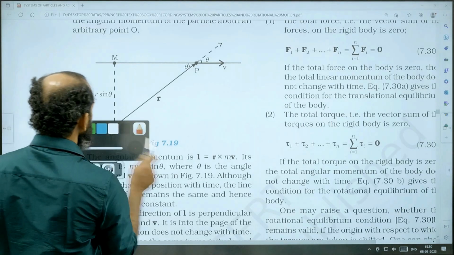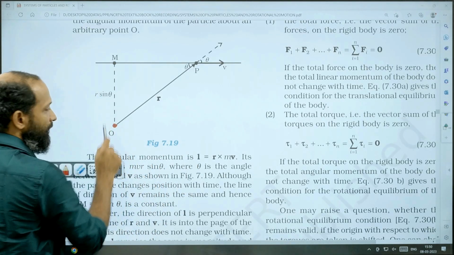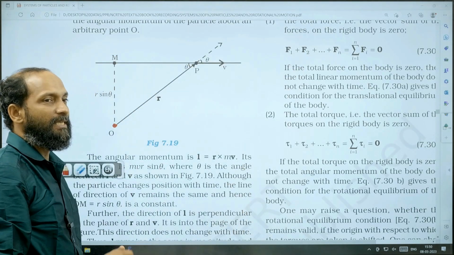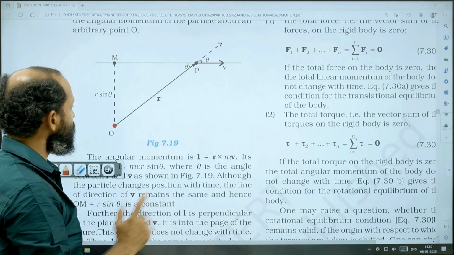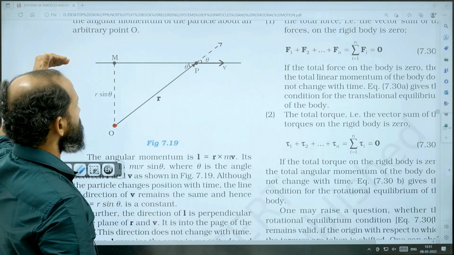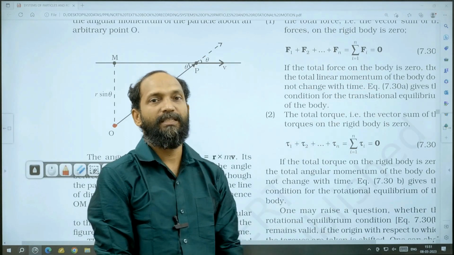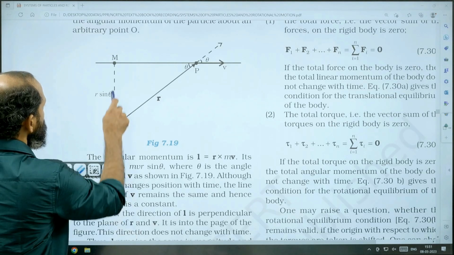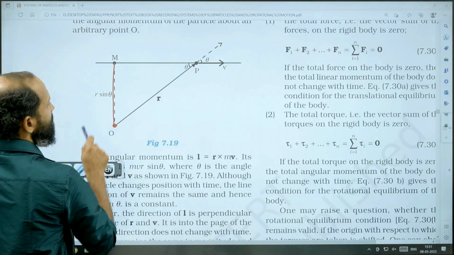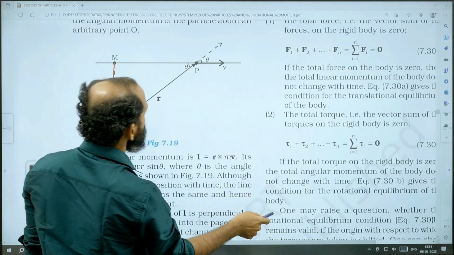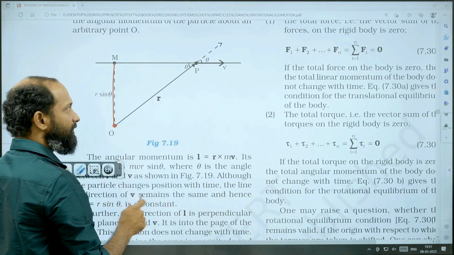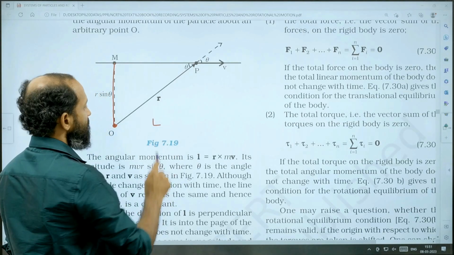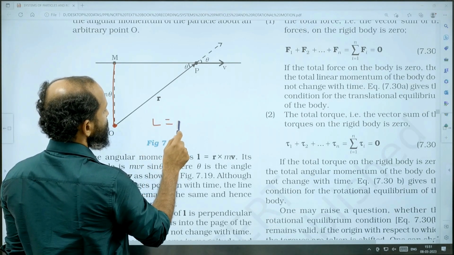If we examine that from this point O, that object seemingly turns around O. Even though the object itself moves in a straight line in its own frame, from an external frame at a perpendicular distance r sin theta, it seems to be turning around O. So there is a turning effect of linear momentum about O, so it possesses angular momentum. So L is equal to r cross p.